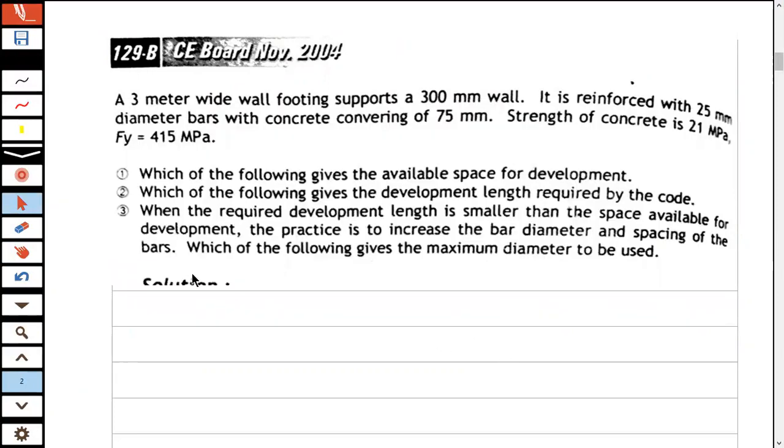Okay. So this one, you have here a 3-meter wide wall footing. Supports a 300-millimeter wall. It is reinforced with 25-millimeter diameter bars with concrete covering of 75. Of course, the concrete cover for permanently exposed to the ground is 75. Strength of concrete is 21 megapascal and Fy is 415. Compute the available space for development. So ito parang direct counting lang ito.